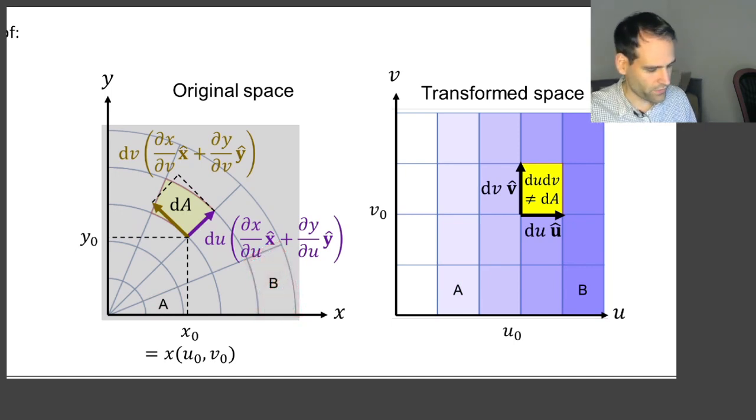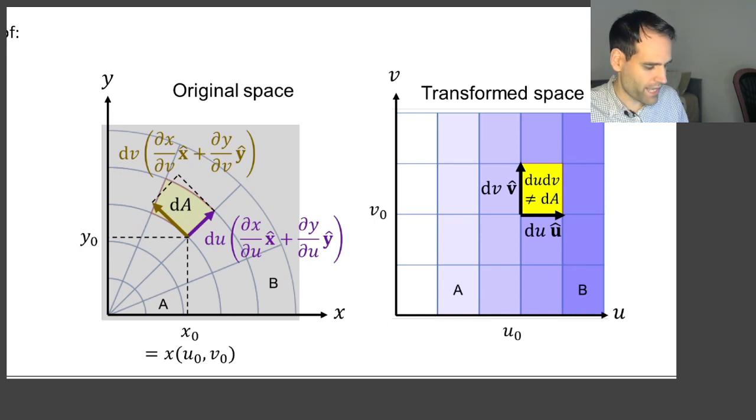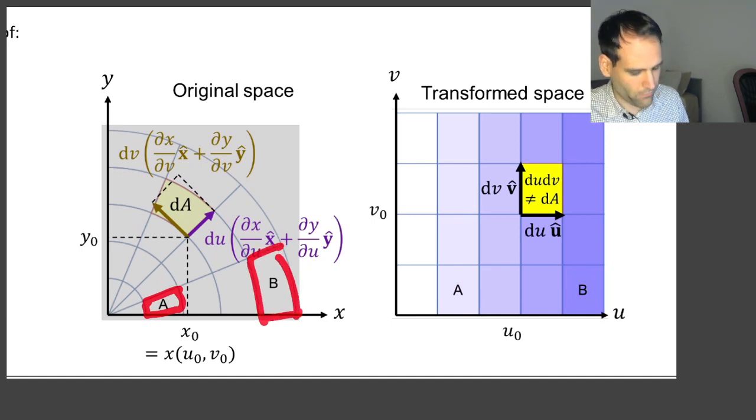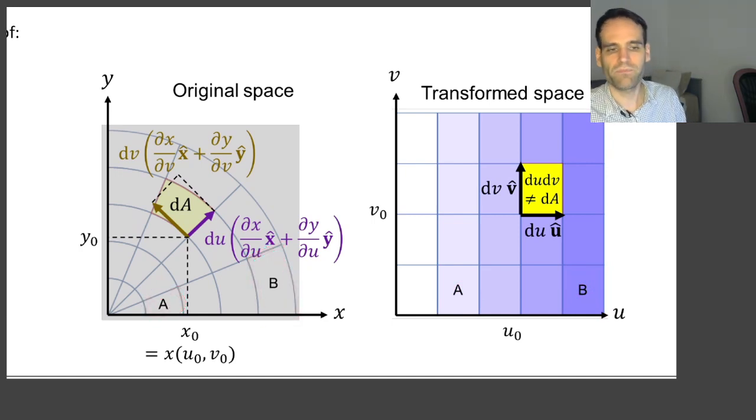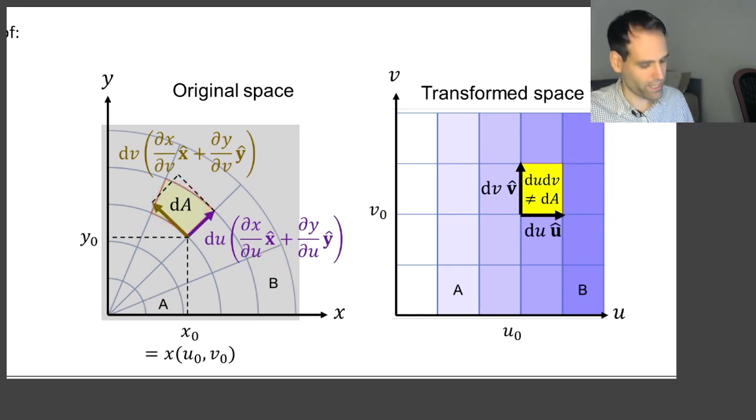So of course, the area here is simply du times dv, okay? But the area here is different to the area here. For example, consider this A and this B. So the area in the transform space is the same for A and for B. However, the area in the original space is much bigger for B than it is for A. So somehow our dA has to compensate for that. So how does it do it? It's a very smart way.